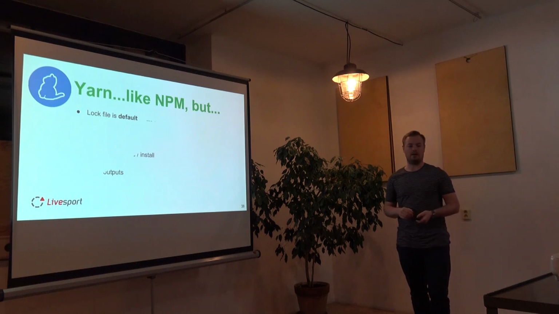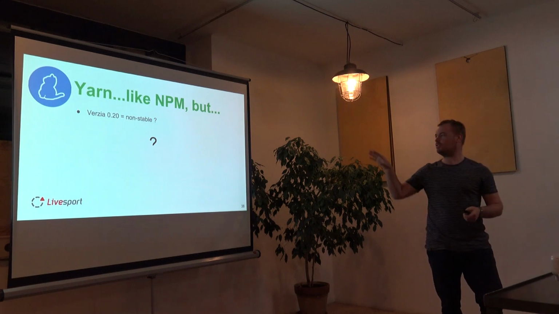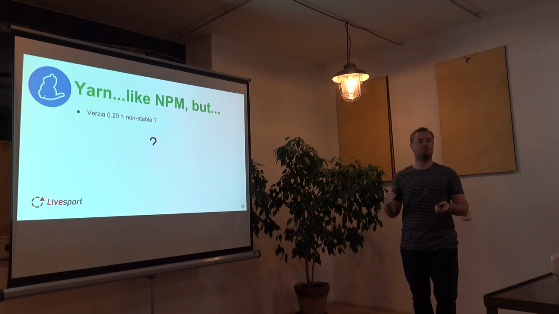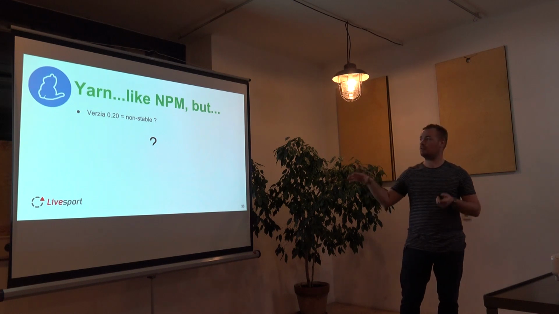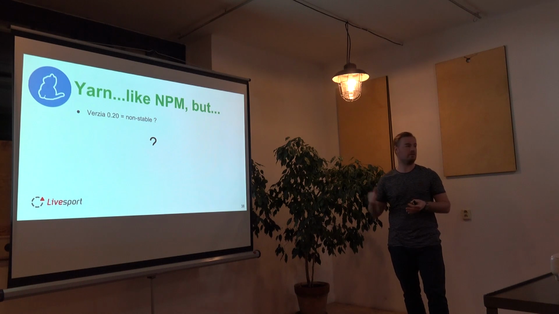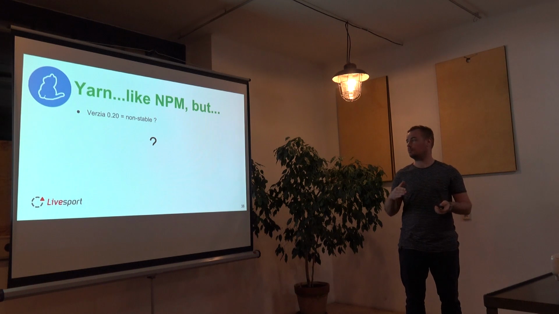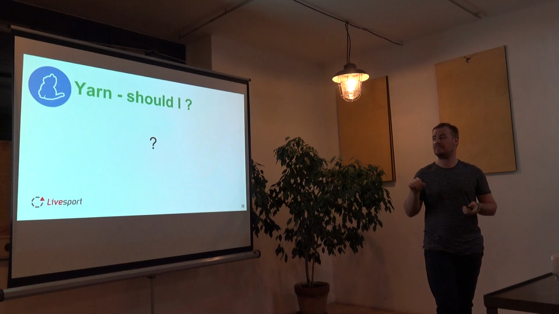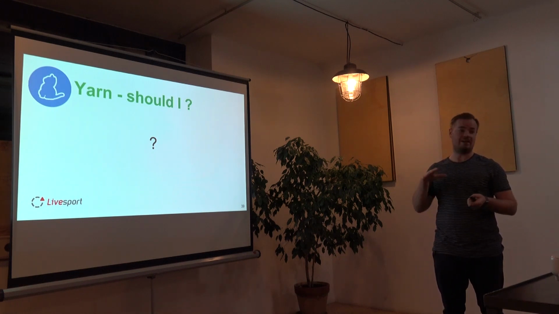Now, the only concern I have with Yarn is that it's now in version 0.20. In the JavaScript world and in the Node.js world per se, 0 point means unstable. So when I build a project, I want to build on something stable. I want to build on something that doesn't change in a few months. So this is why I've only experimented with Yarn and didn't use it full scale in all my projects.